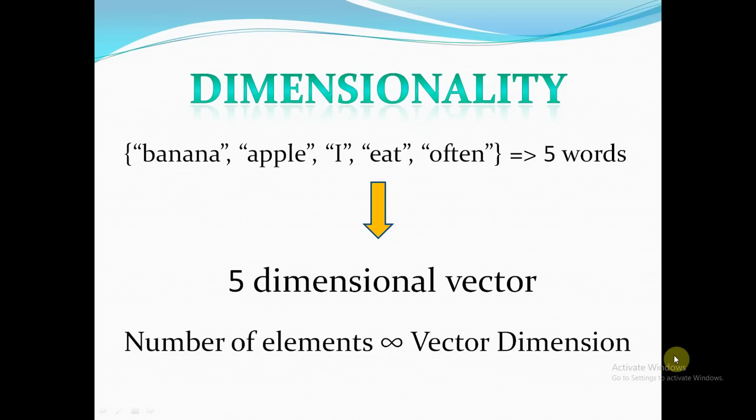The vector dimension is calculated based on the number of words in the corpus. The given corpus contains 5 words, and hence each word is represented as a 5-dimensional vector. Therefore, the number of elements is inversely proportional to the vector dimension.